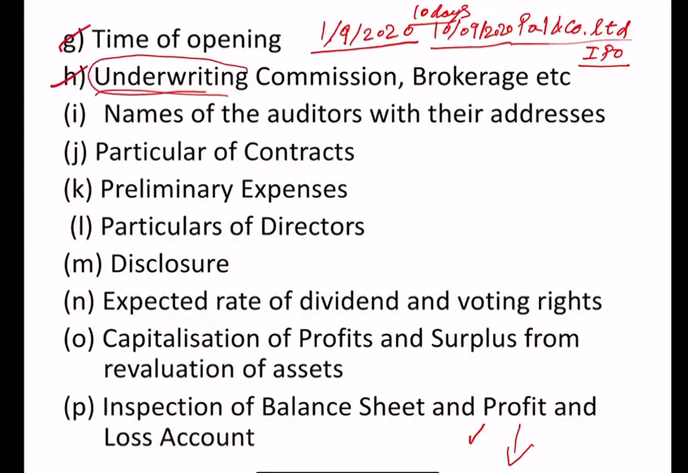This is called underwriting, and they are not giving me any social service. They will charge commission or brokerage charge. This is called underwriting commission brokerage, which will be mentioned clearly in the prospectus. Each and every detail will be mentioned clearly in the prospectus.